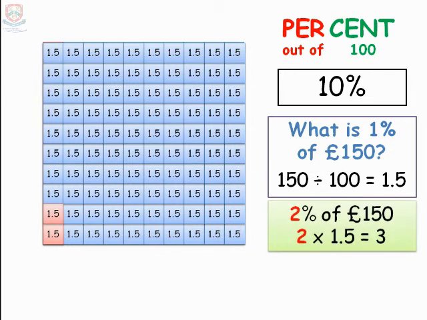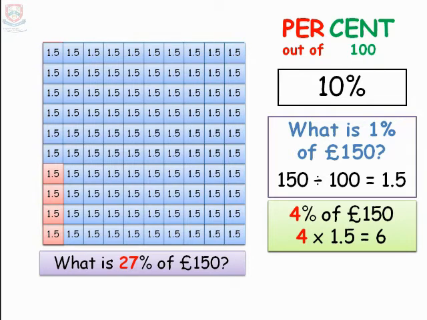So if I wanted 2% of £150, I could just multiply that by 2, because I've now got 2%, which would give me £3. 3% would be 3 lots of 1.5, which would give me £4.50. 4 parts will be 4 lots of 1.5, which would give us £6.